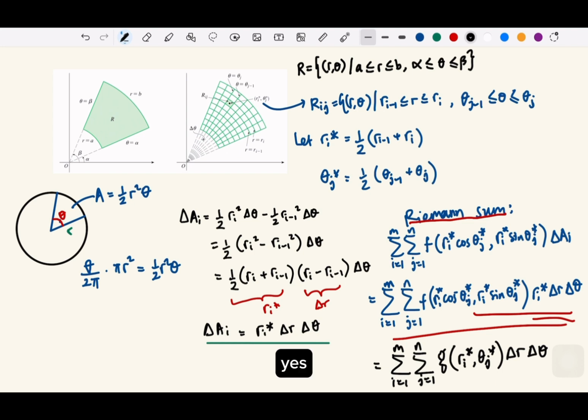Professor, in the Riemann sum, is that delta A i? Yes, A i. It means the small rectangle.